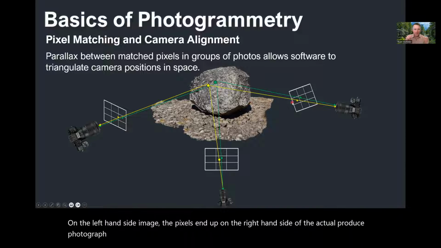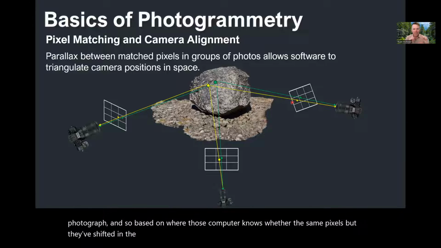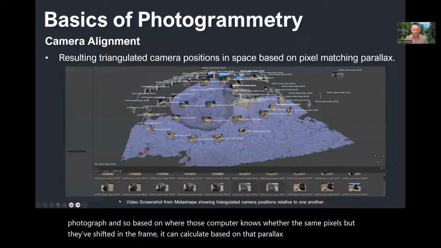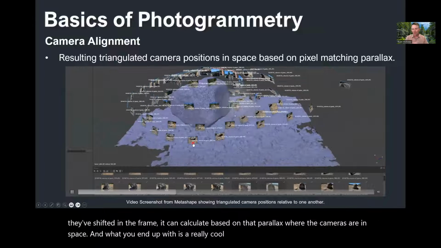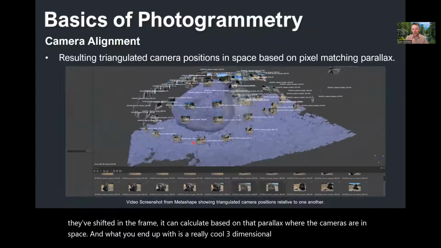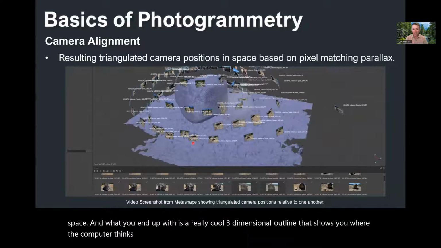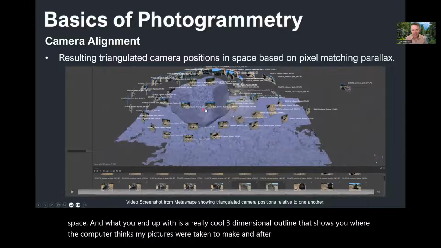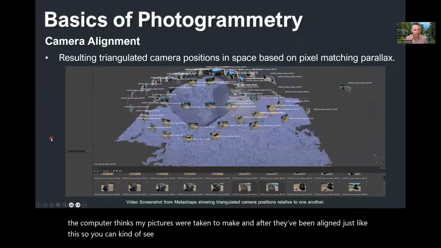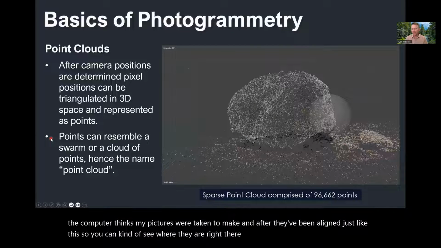Based on where the computer knows those are the same pixels but they've shifted in the frame, it can calculate based on that parallax where the cameras are in space. What you end up with is a really cool three-dimensional outline that shows you where the computer thinks my pictures were taken, after they've been aligned just like this, so you can kind of see where they are right there. That's called camera alignment.